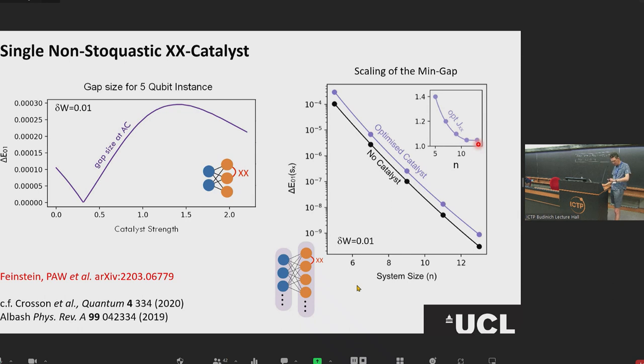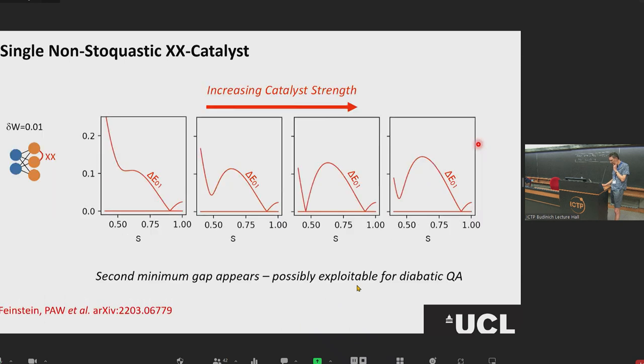So the scaling of the gap minimum doesn't look too healthy, but we notice something else going on, which in the context of diabatic quantum annealing could be exploitable. Here we're looking at the ground state along the bottom and plotting the first excited state here during the anneal, as we increase the catalyst strength from left to right in this system shown on the left. We can see there's a clear appearance of this second gap at some critical value of the catalyst strength. And the second minimum gap, at least, might be exploitable for diabatic quantum annealing.